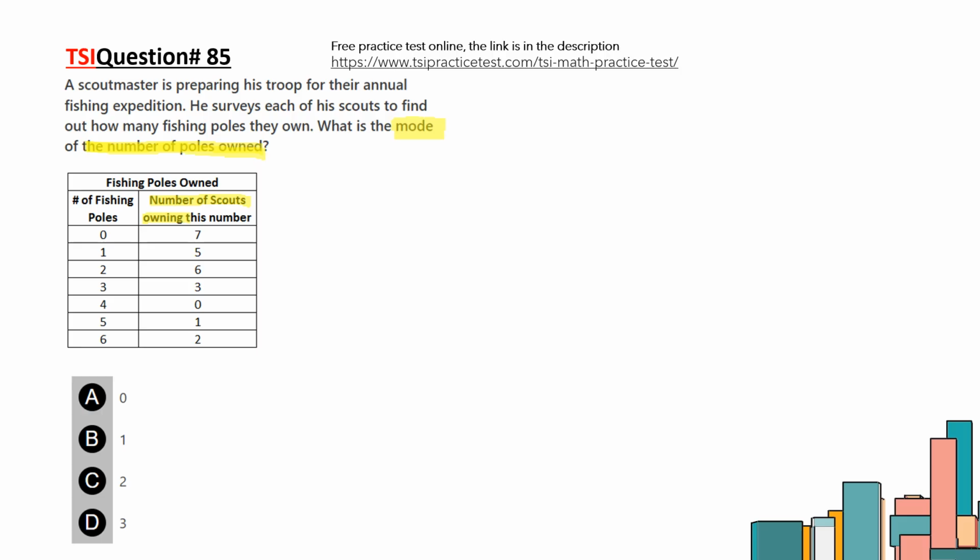You see that we have two columns of numbers, right? And then the answer choices are 0, 1, 2, 3. So it's kind of confusing, like which one we're looking at. So remember, they already asked the mode of the number of poles owned. So that just means we're looking for this column right here.